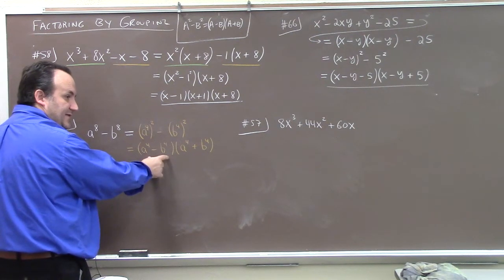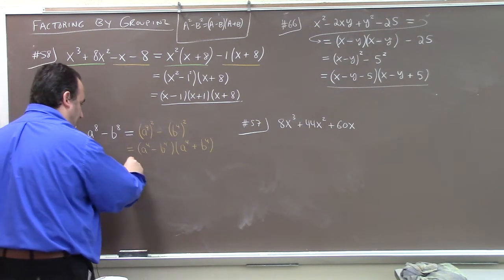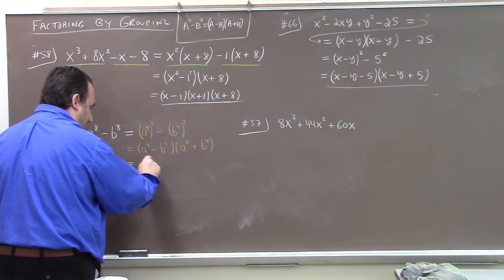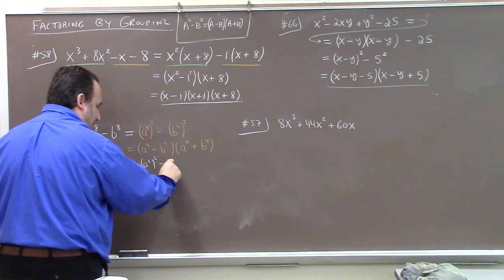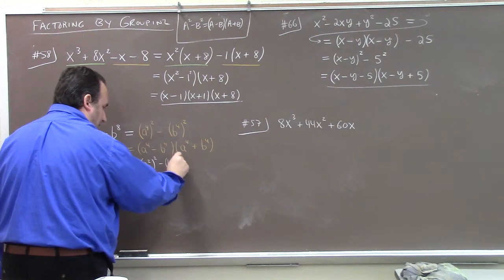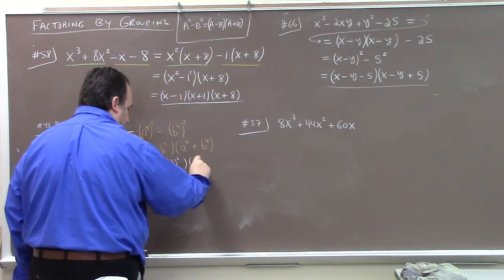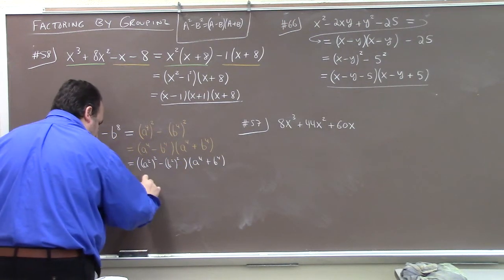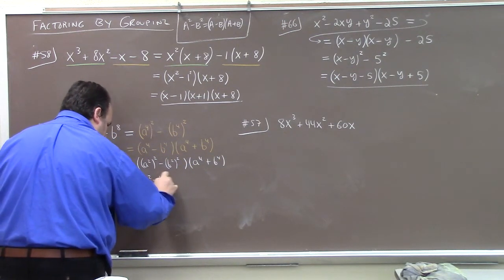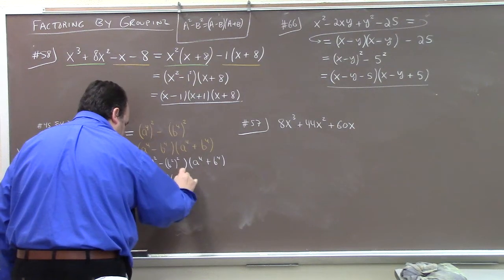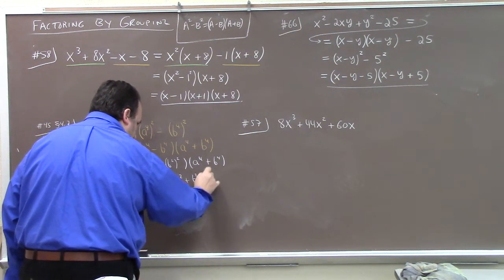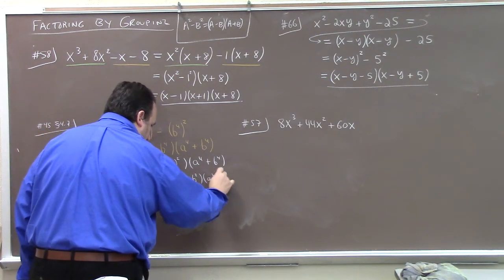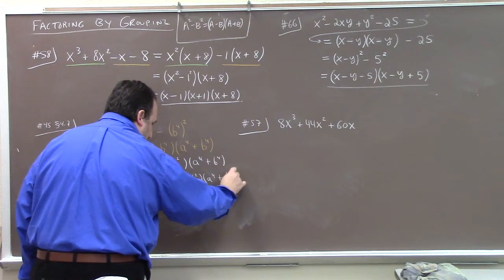This part, though, we can do. Everybody can do this part. This is, again, same idea. a squared squared, minus b squared squared, right? So you can look at that as the difference of squares. And so this factors into a squared minus b squared times a squared plus b squared times a to the fourth plus b to the fourth.